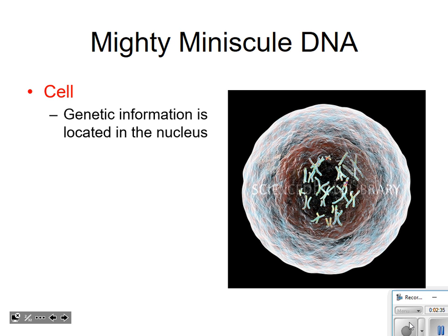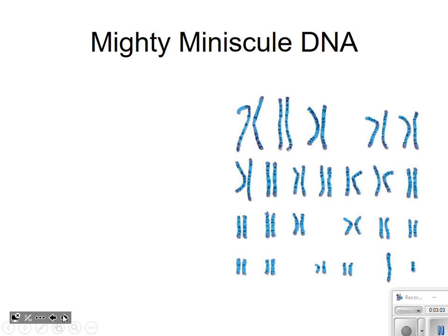Now, probably after you copy down the definition, you should take the cell and glue it onto the front page of the mighty minuscule DNA. You should be able to pick out a cell, I would think. So go ahead and glue that onto the front of the mighty minuscule DNA. And then you can copy down our next definition. What did we say those guys are right there? These are chromosomes.